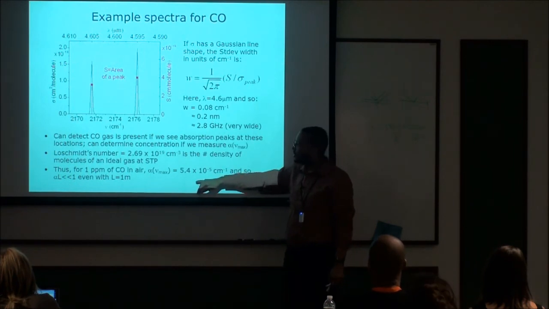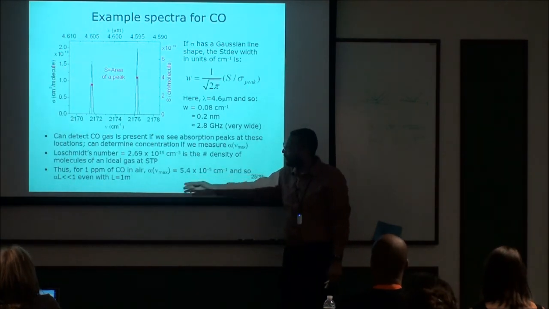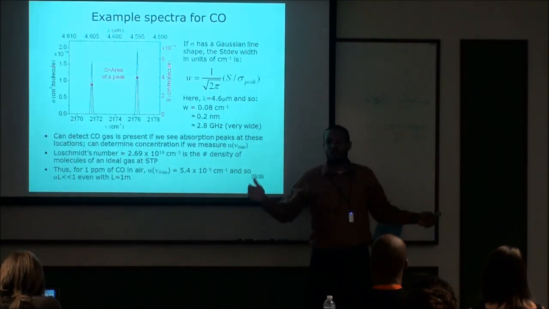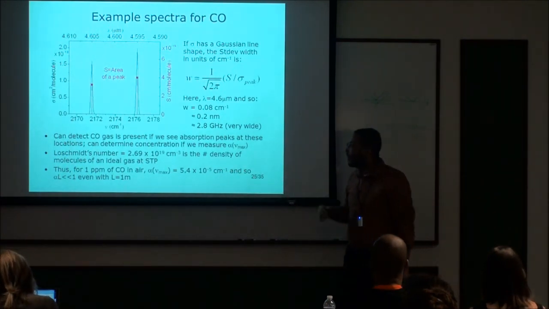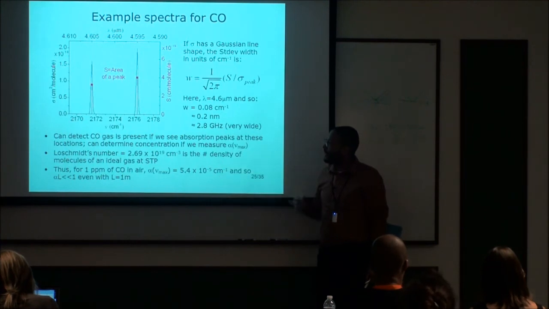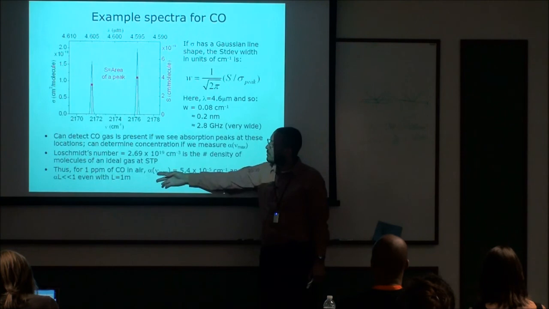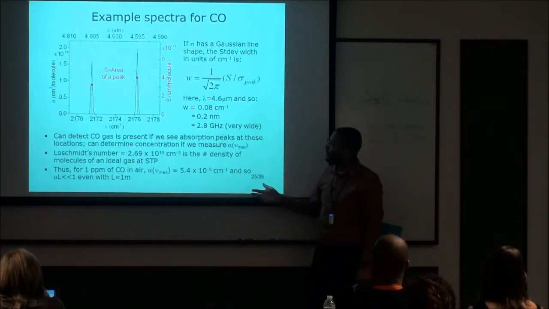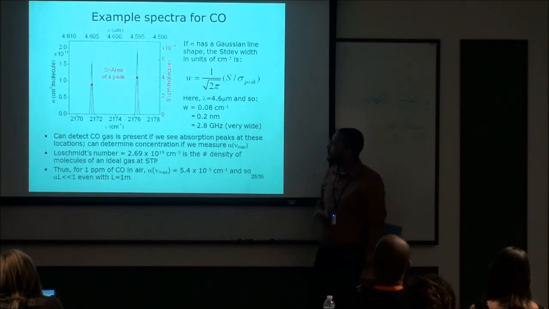This type of measurement, usually these absorptions are very weak. So I have things like alpha L much smaller than 1, even when I have like a 1 meter long absorption cell. So what I need to do is use some techniques to be able to get measurements of very small quantities. So I'm going to be battling the problem of large amounts of noise and low signal to noise ratio.